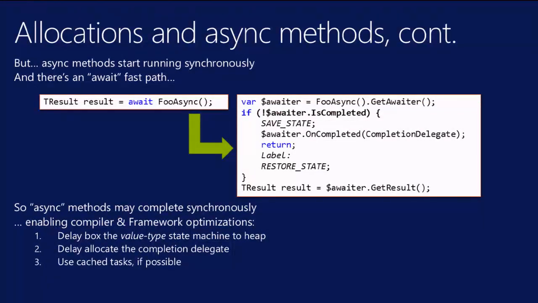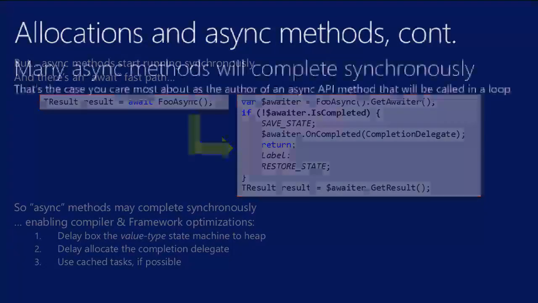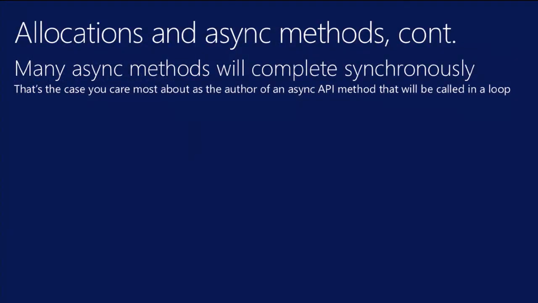And the last part, though, my method has to return a task, right? If I have an async Task method, I've got to return a task. So it might seem that that last allocation is unavoidable. Where's the task going to come from? But we're actually pretty aggressive about trying to use cached tasks in those cases, right? And we'll see what that means exactly. Many async methods can complete synchronously. This is that key to asynchronous performance.